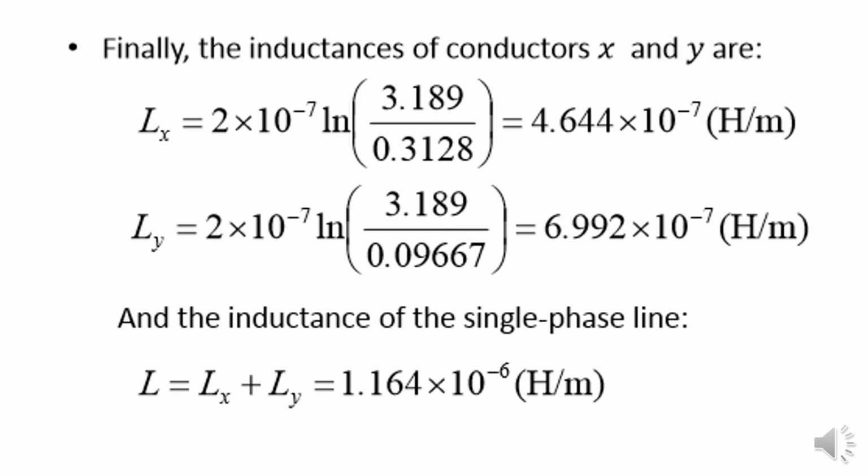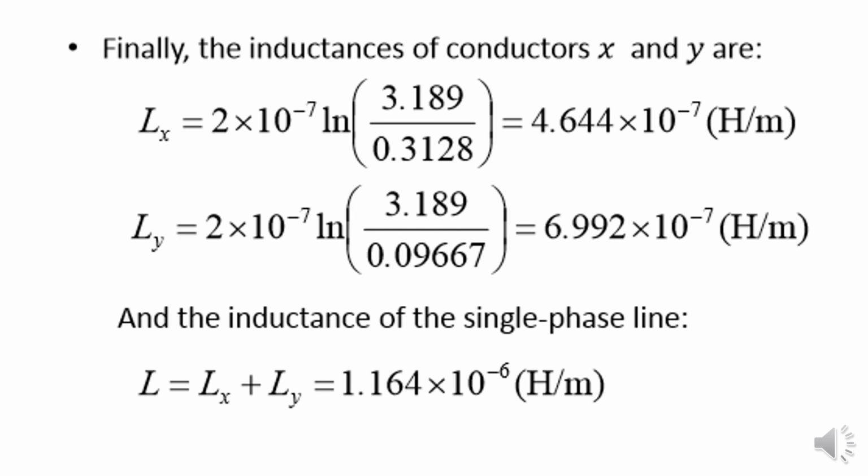Then Ly is the inductance of conductor y, 2 into 10 to the power minus 7 ln 3.189 divided by 0.09667. Okay, so this is equal to 6.992 into 10 to the power minus 7 henries per meter. So 3.189, that is the GMD, right? 0.09667, that is the GMR of conductor y.